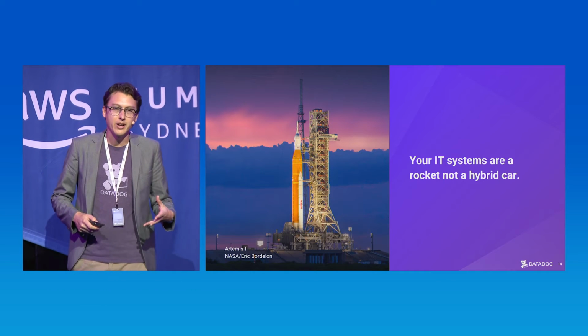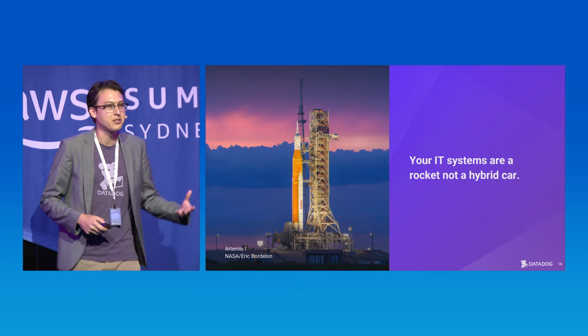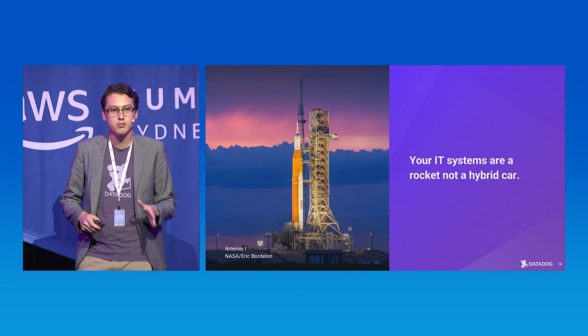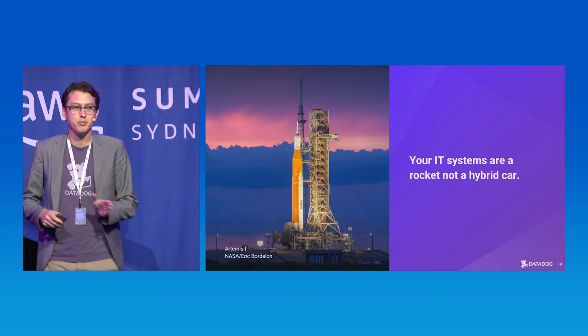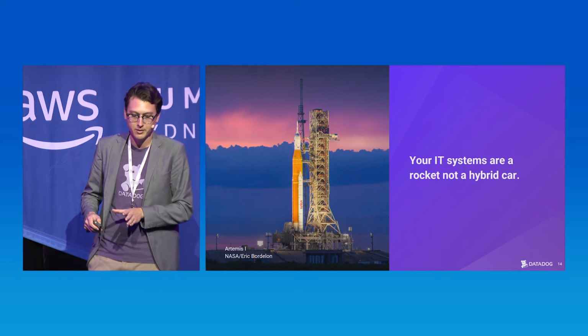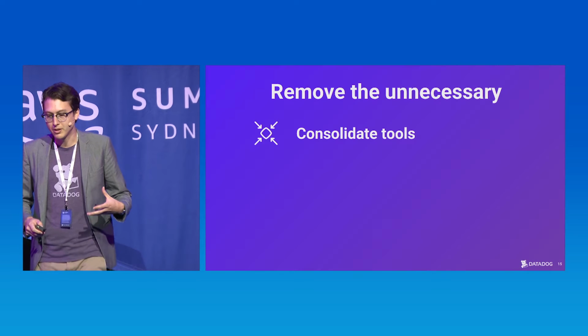The Rocket, on the other hand, is definitely not that. It doesn't have unnecessary windows, doesn't have an unnecessarily big sound system. It has a minimum viable requirement to get you from point A to point B. And that's what your IT systems should be aiming towards, effectively. So how do you actually do that?